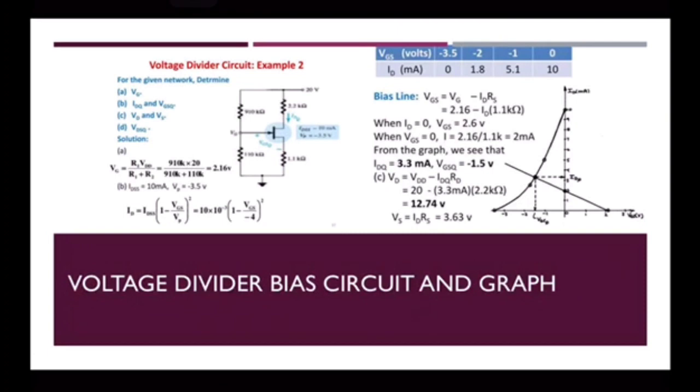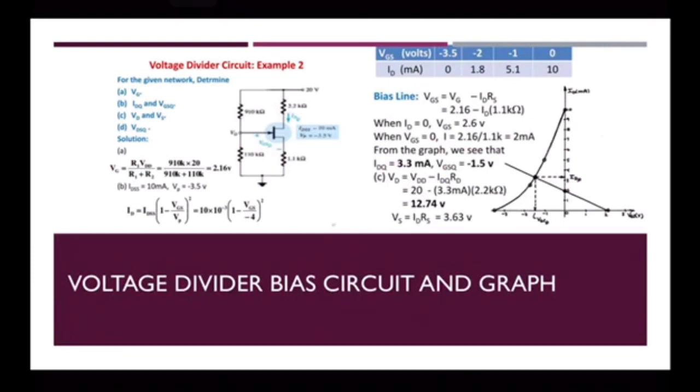For the bias line, we use VGS equal to VG minus ID times RS, which is 2.16 minus ID bracket 1.1 kilo ohm. When ID is 0, VGS equal to 2.16 volt. When VGS equal to 0, ID equal to 2.16 over 1.1 kilo, and we get 2 milliampere.